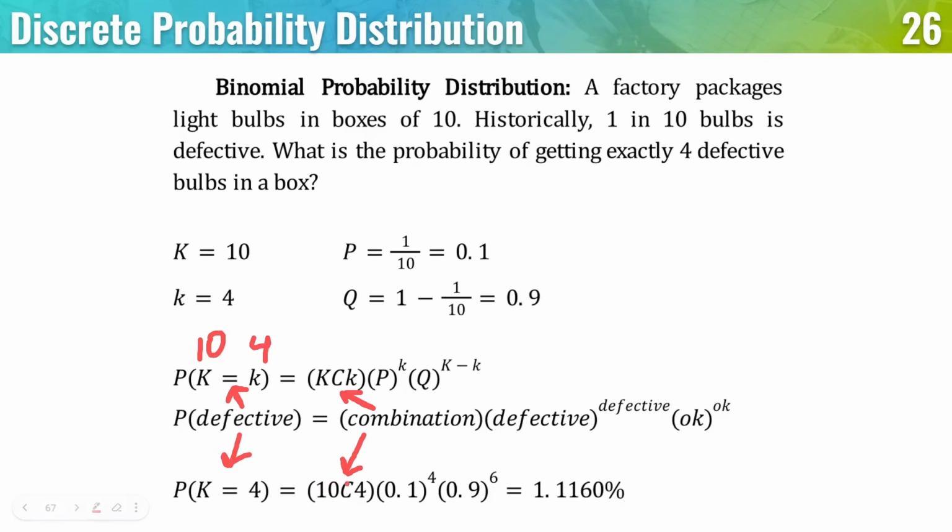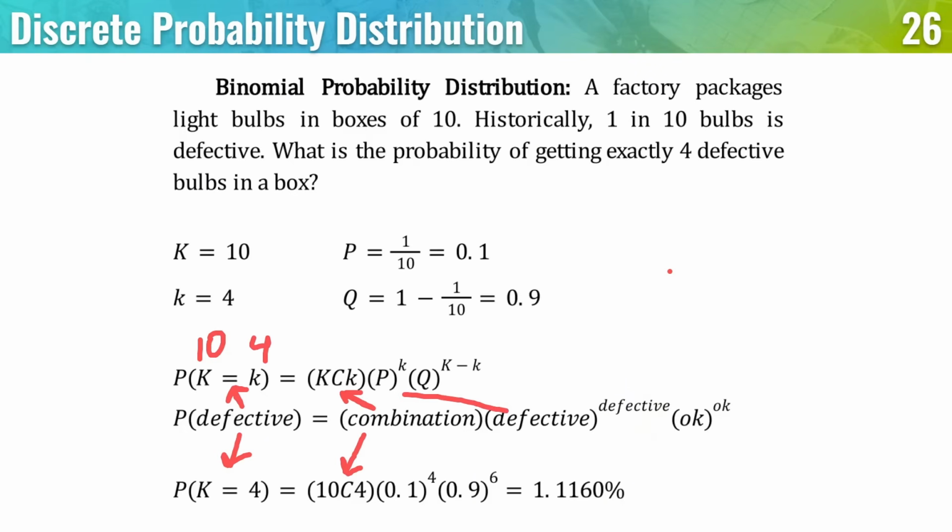So why do we have 10C4? It's because we're choosing how many ways 4 can be defective from a box of 10. Next, we have p raised to k, which is the probability of the defective bulbs appearing in the box raised to how many defective bulbs are in the box. So this is like our multiplication rule earlier.